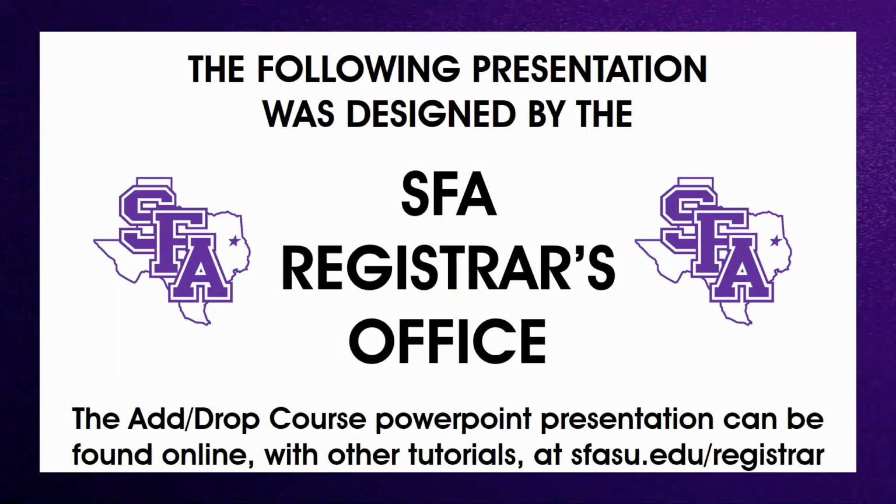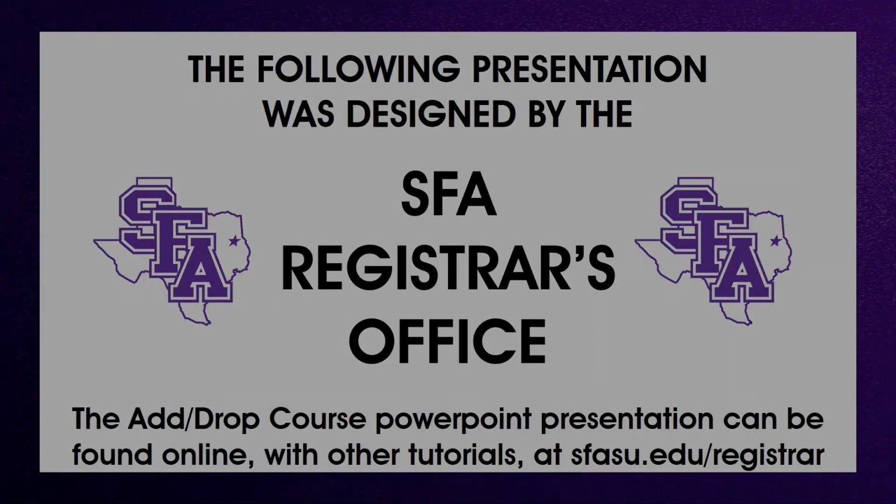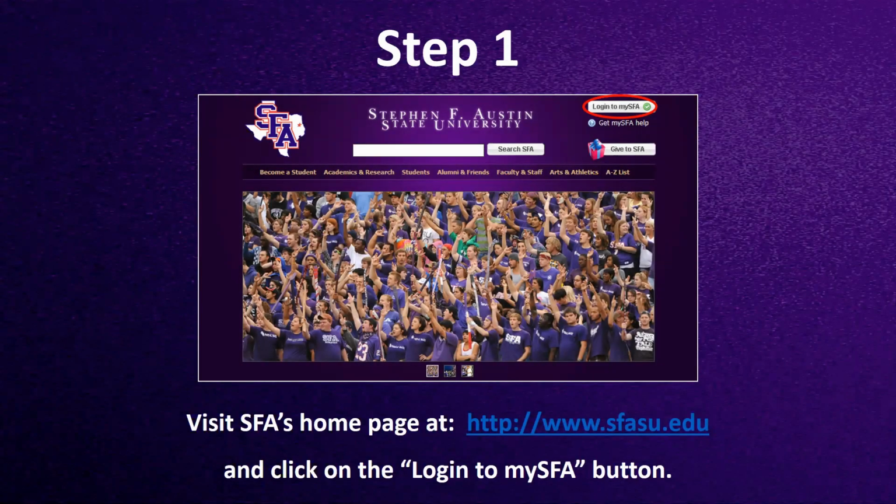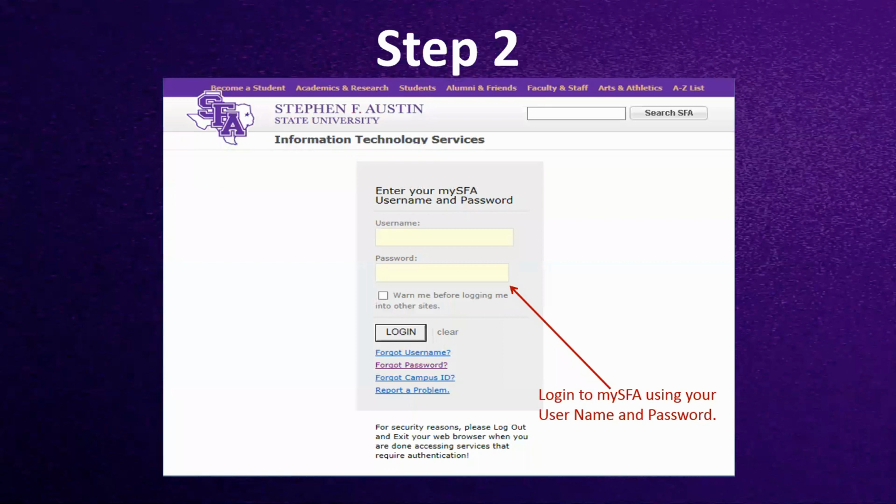The following presentation was designed by the SFA Registrar's Office to assist students with the add-drop course registration process. You can view the instructions online at sfasu.edu/registrar. Visit SFA's homepage at www.sfasu.edu and click on the My SFA button on the top right. Log into MySFA using your username and password. If needing assistance with your login information, you can click on the Forgot Username and/or Forgot Password links.